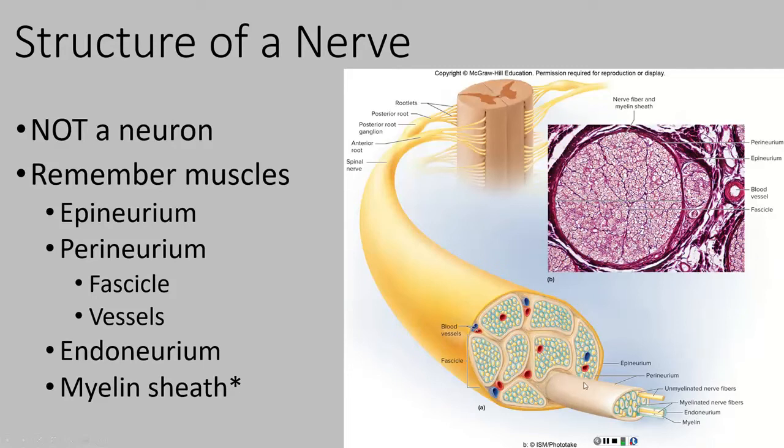Now, each of these fascicles also has a connective tissue wrapping called a perineurium. So each fascicle is surrounded by the perineurium. All of the fascicles together are surrounded by the epineurium. Perineurium around the fascicles, epineurium around the entire nerve. But if we look at these fascicles, they've got smaller units inside of them still. And that's what we have pulled forward.